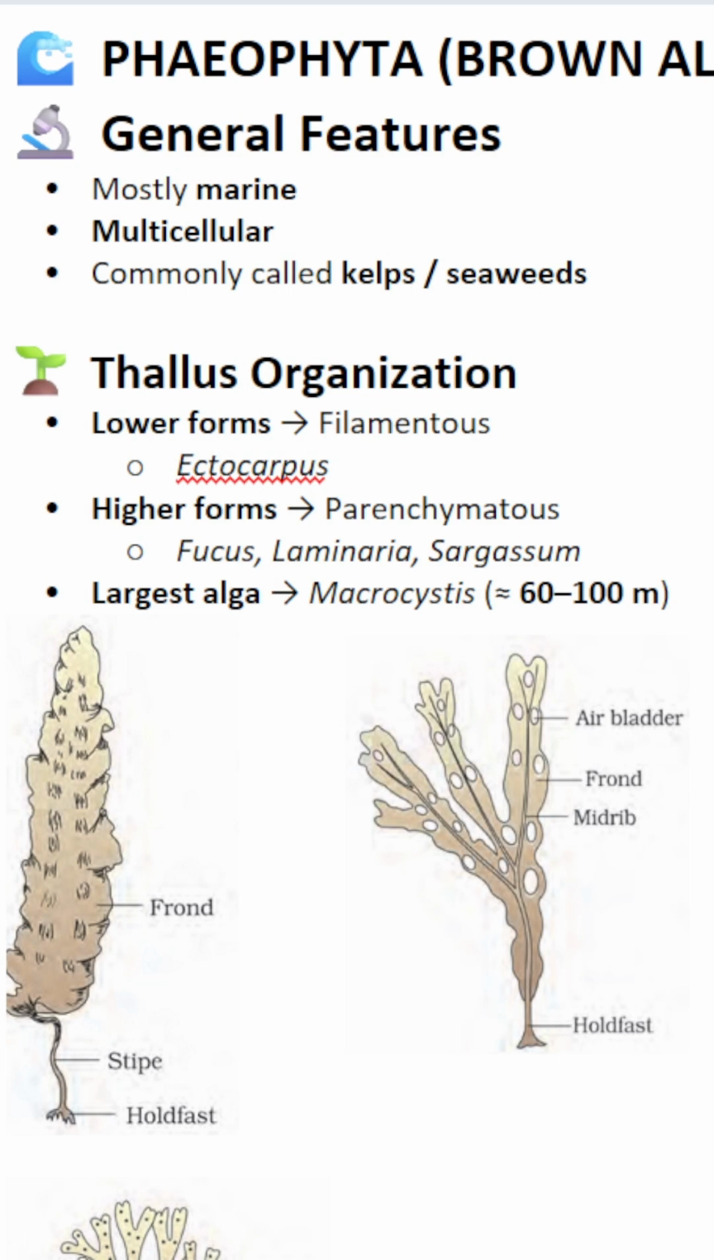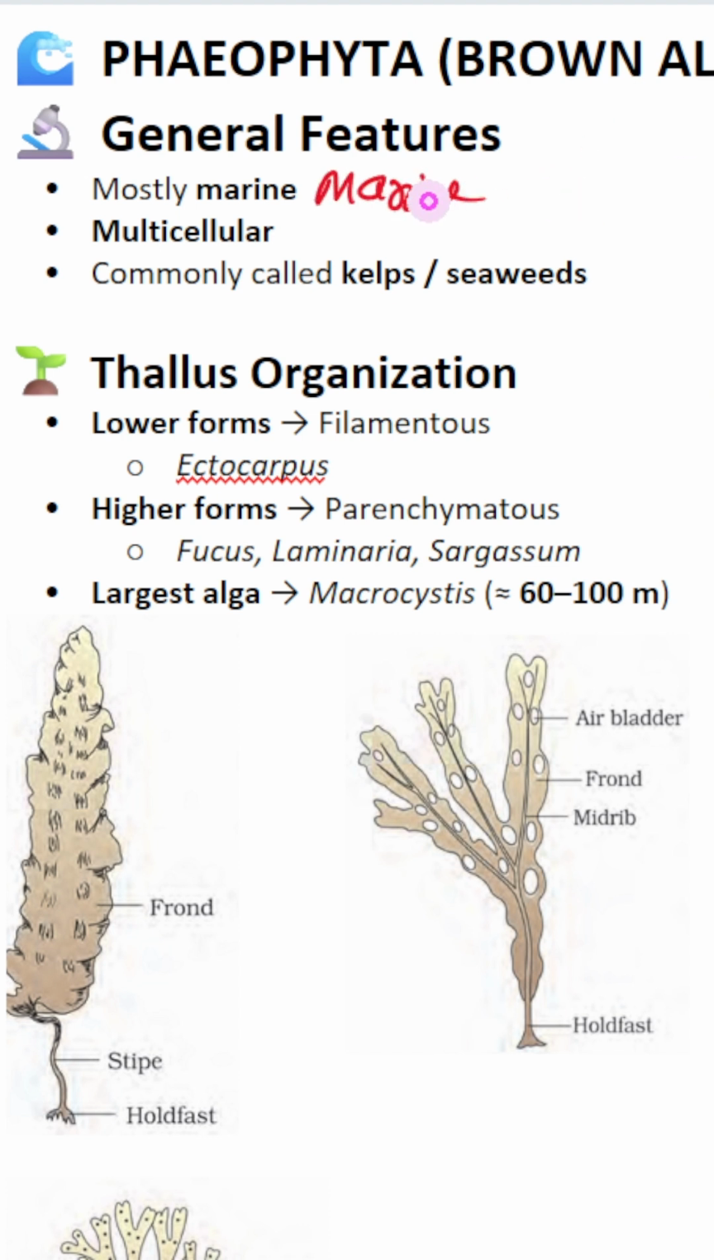Okay, let's start. That is the brown algae, or it is called the Phaeophyta. First we discuss its general characters. Almost all of these brown algae are marine. The first very important point is that they are marine in nature. They all are marine.